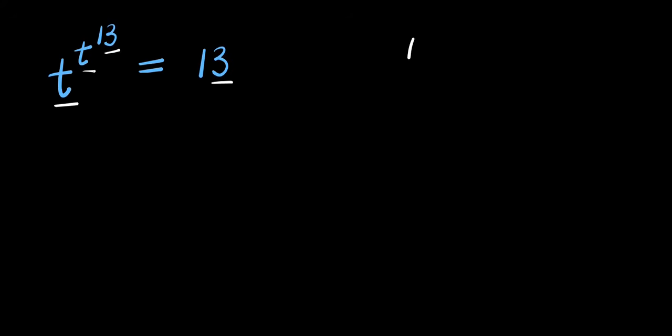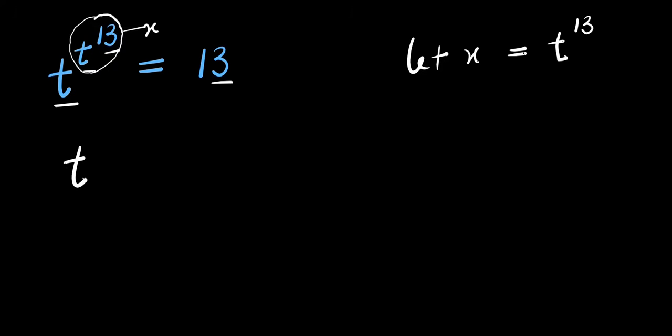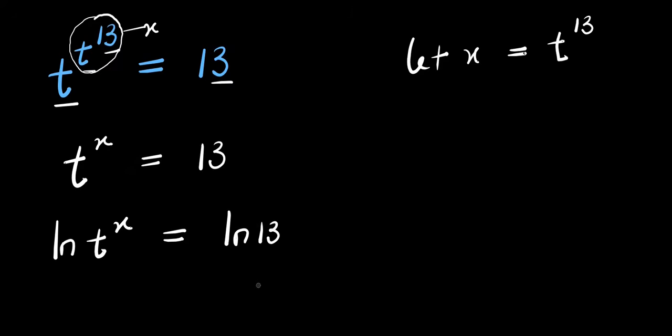I can say let x equals t power 13. So this t to the power of 13 here, we are going to replace it with x. So this will give us t power x equals 13. Now from here, we can apply natural log. I have natural log of t power x, and this equals natural log of 13.